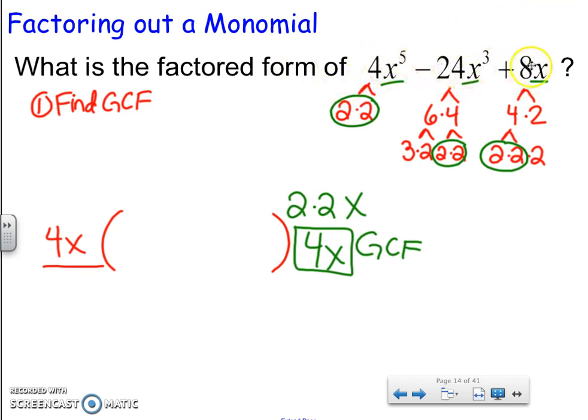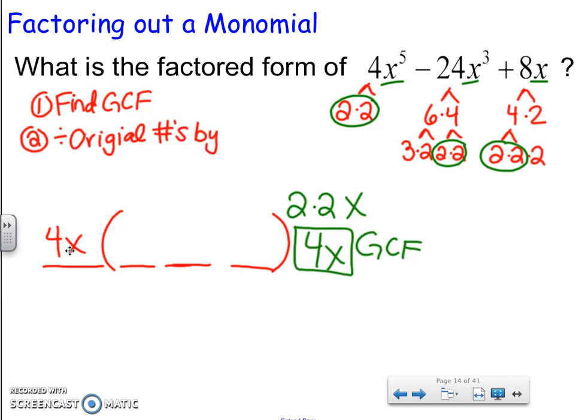So now we're going to have parentheses to represent these three terms up here. So I know there's 1, 2, 3. So I'm going to go ahead and put 3 blanks in here, because there are going to be 3 terms in your parentheses. Okay? So now you're going to do the backwards distributive property to figure out what was left in here. And to do that, you're going to divide the original by the GCF. So we're going to say divide original numbers by your GCF.